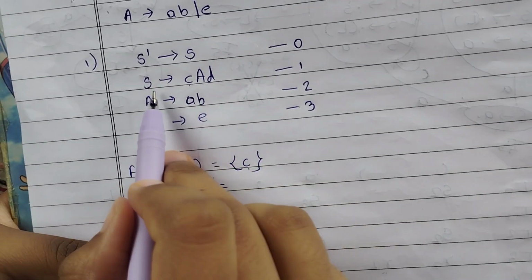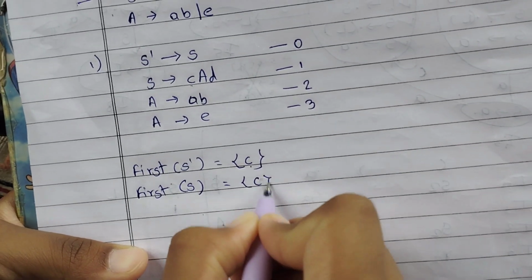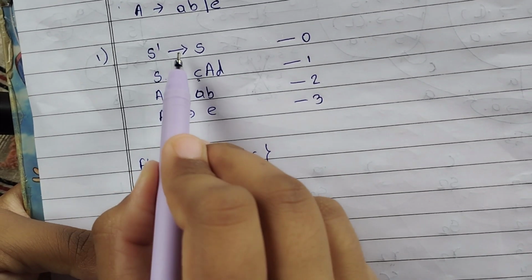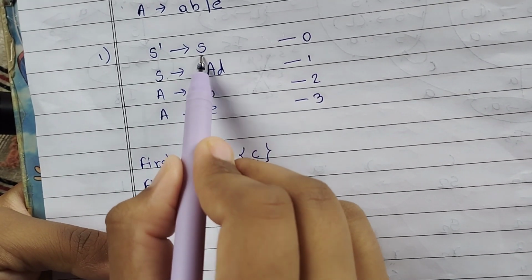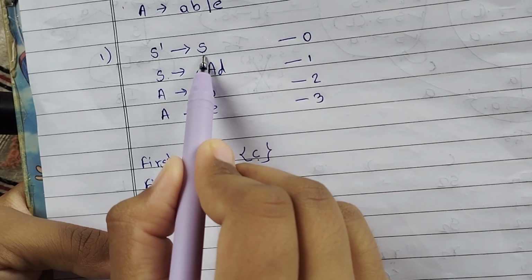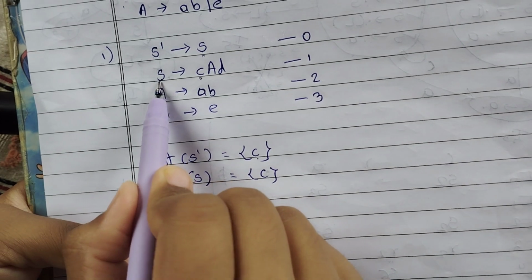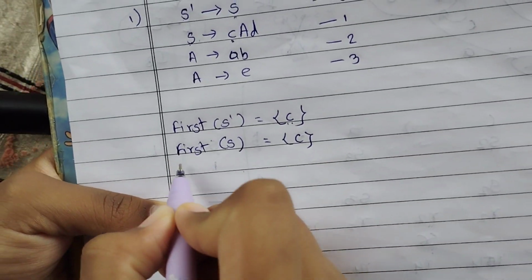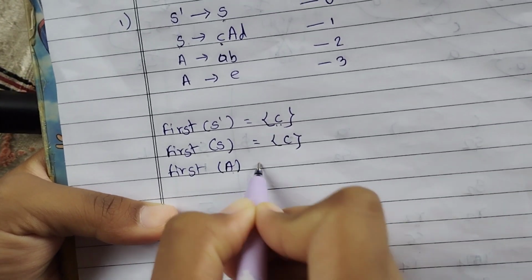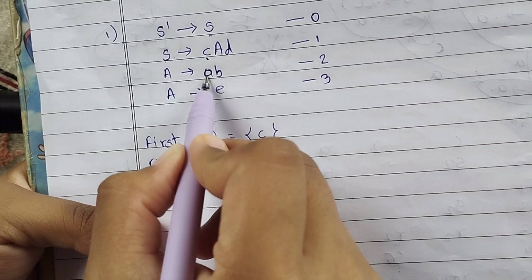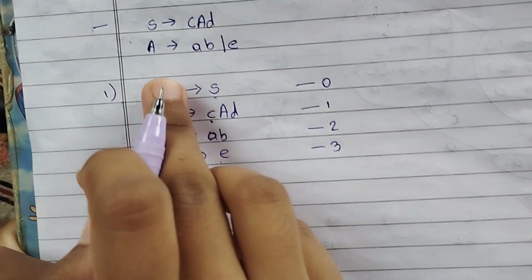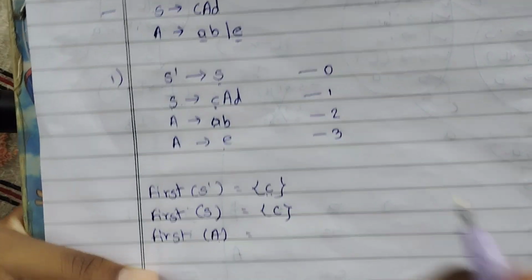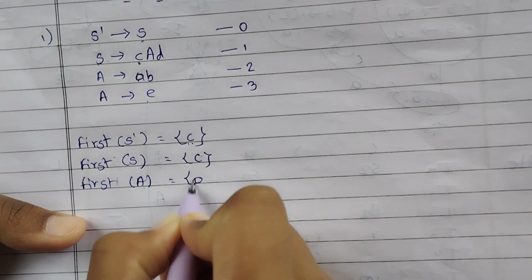Now the first of S. The first of S is c, the start of the grammar. The starting symbol of S' is capital S, and we want a terminal, meaning a small letter or operator. So we visit the grammar again and put the small letter or operator, which we call the terminal. Now the first of A. The first of A is a and e, since two are present. The first of A for this grammar is a, and for the second grammar it is e. So the first of A is a and e.